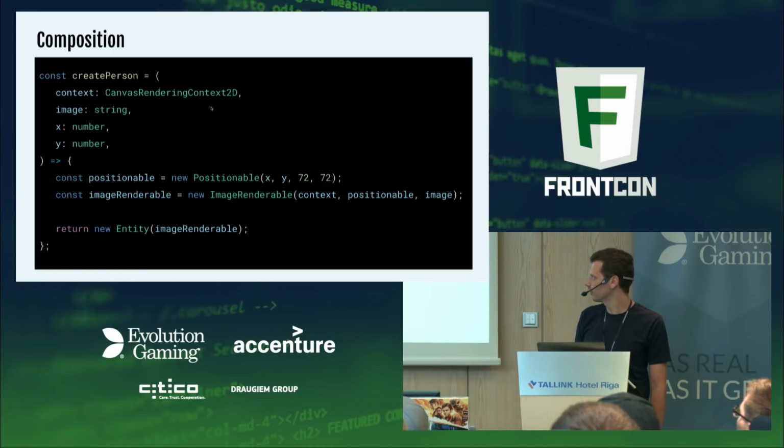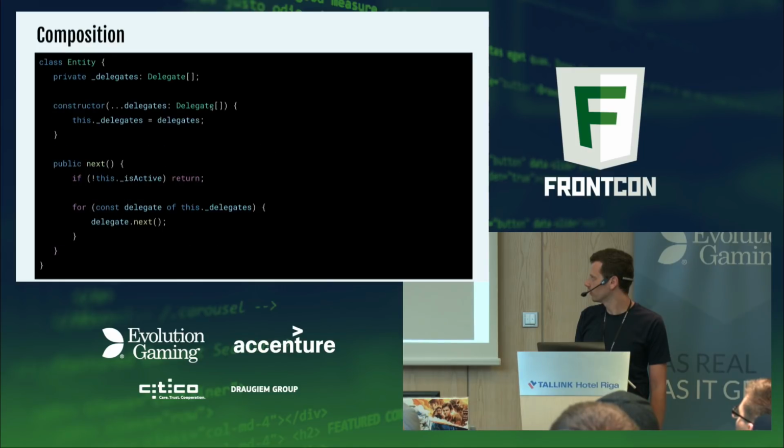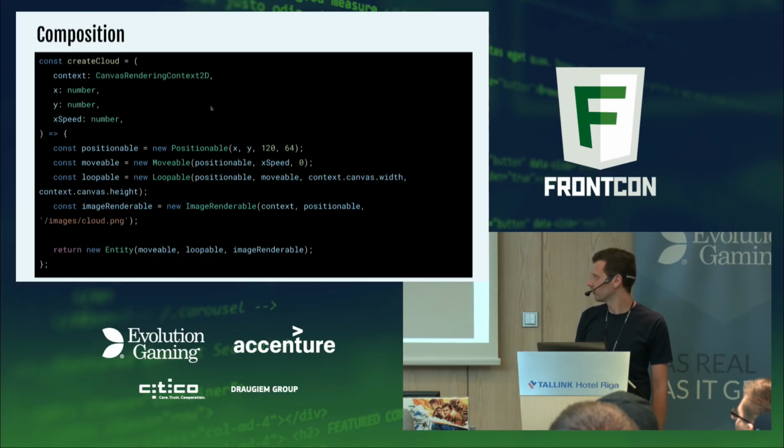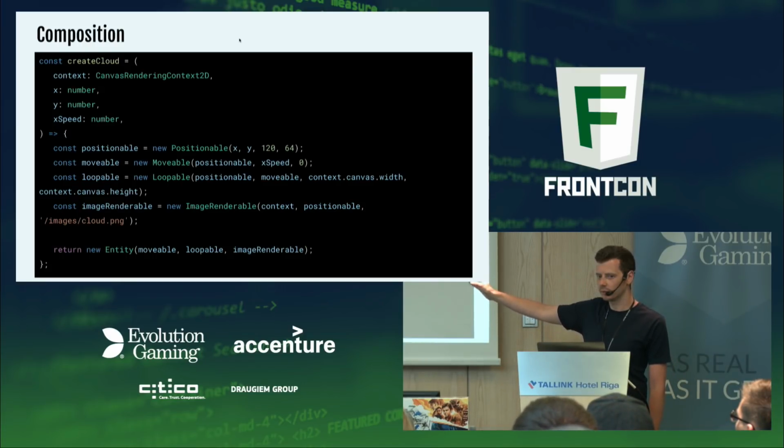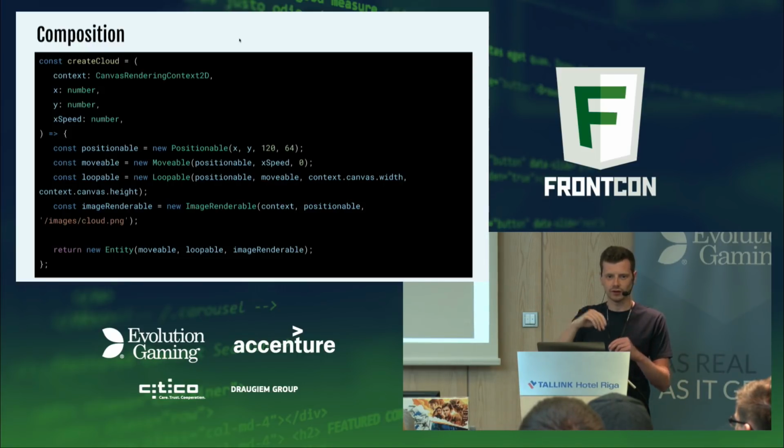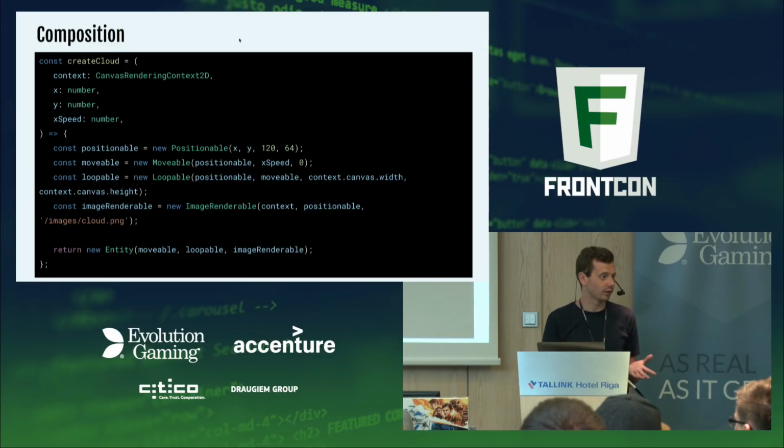Now, if we look at the cloud, in contrast to the inheritance example, it's a really similar story to the composed person, right? We create this new entity instance, we create an image renderable component, but then also we have a loopable component and a movable component. Now, the loopable component receives an instance of the movable because it can determine by its x and y speed the direction in which it's going. So we can also compose these components from other components as well.